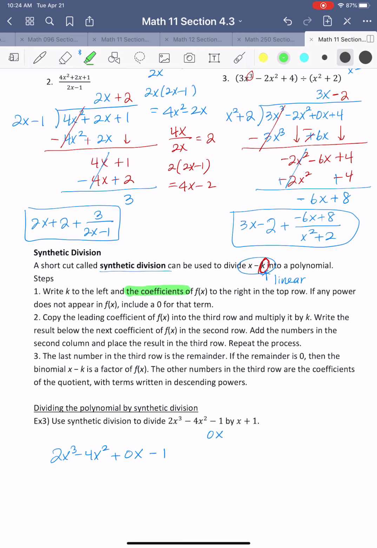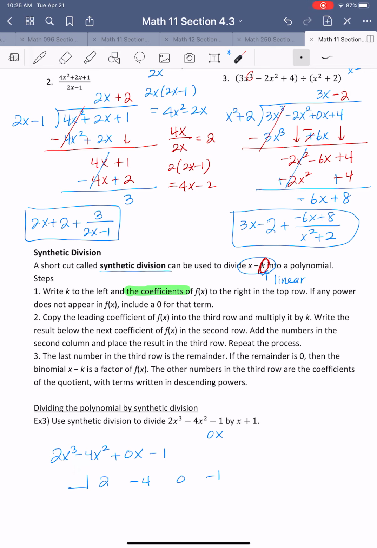It says here, we are only using the coefficients. The coefficients are 2, -4, 0, and 1, -1. You don't have to put the comma, but I want to have some little space. But this is important, okay? The number that you're going to put in here is important.